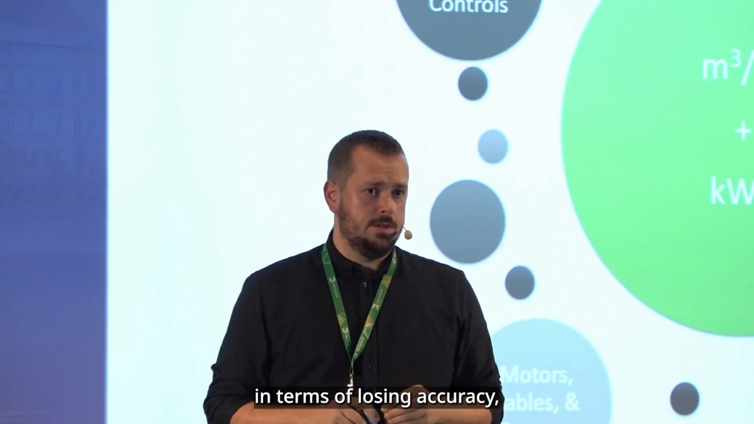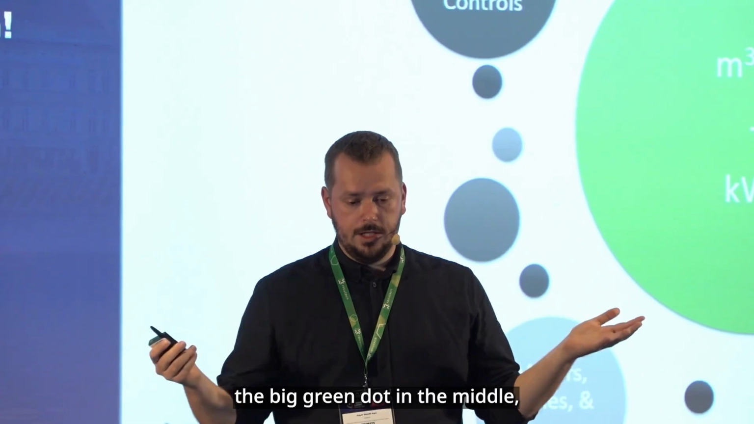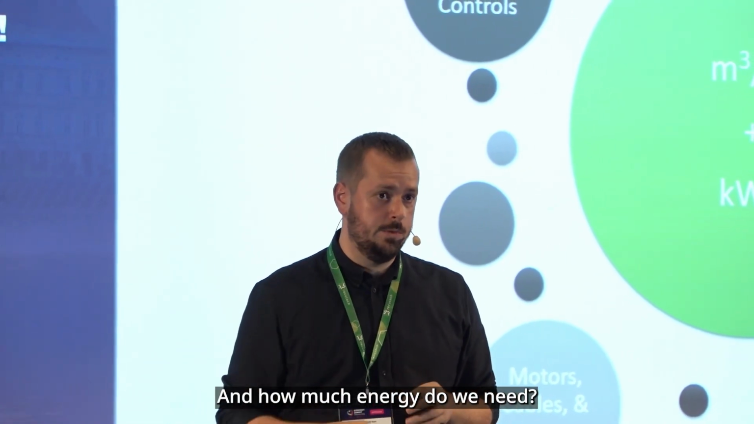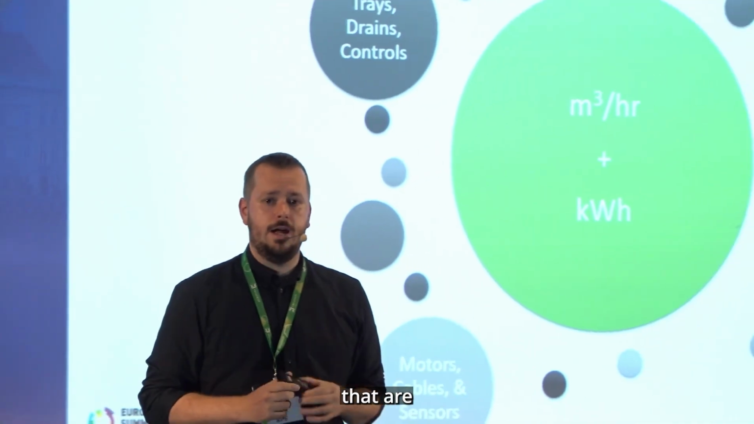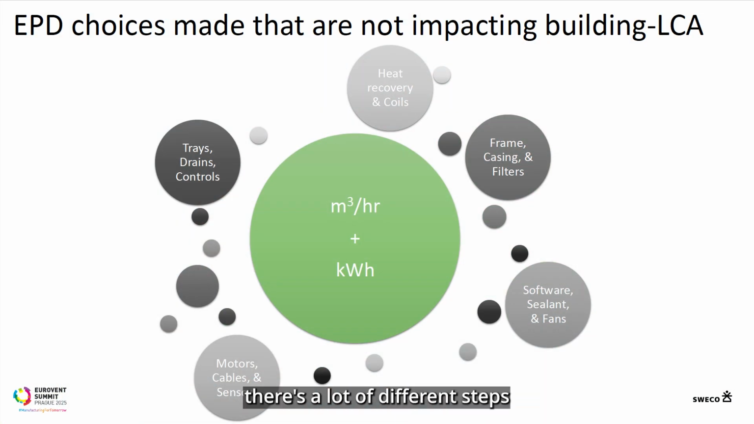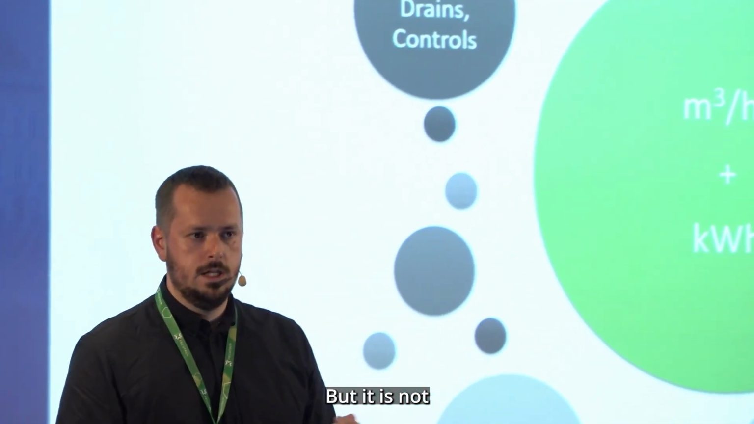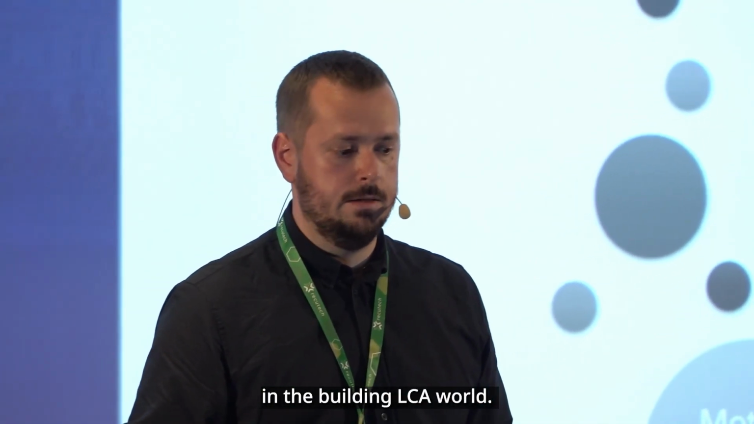Now, as I mentioned before, in terms of losing accuracy, the big green dot in the middle, of course, this is when you have the tunnel vision: cubic meters per hour, and how much energy do we need. But for those of you in this room that are working with EPDs already, you know there's a lot of different steps required to define your product. The frame, the casing, the motors, the software, everything in between. And as it is right now, we don't differentiate between that. So you might be much better in terms of software or the motors, or you make your own sensors, or you produce your own fans, but it has no effect as of right now in the building-LCA world.